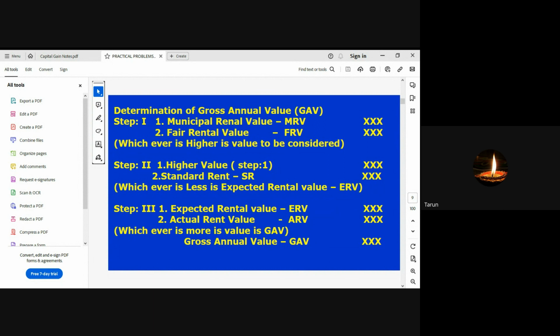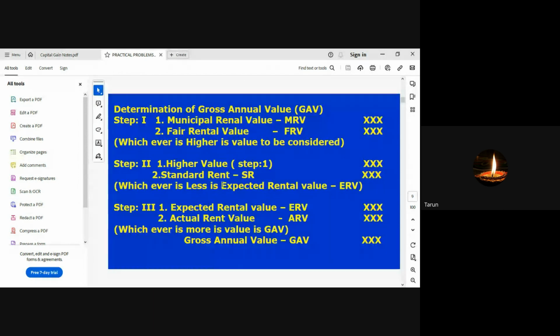All right. In the last session, we learned how to calculate the gross annual value, how to calculate the expected rental value, and then the net annual value. You can see how to list the standard deductions and the upcoming aspects. Now, in this session, let's have a quick review.